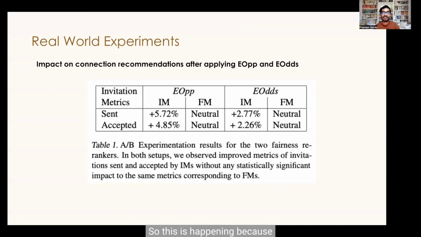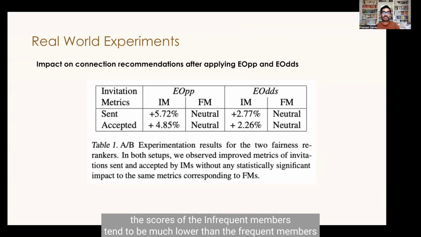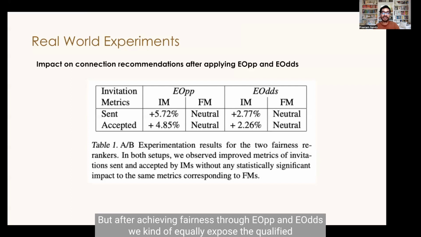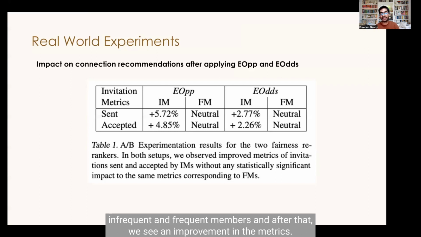This is happening because the scores of the infrequent members tend to be much lower than those of the frequent members because of their underrepresentation in the historical data. But after achieving fairness through EOpp and EOS, we equally expose the qualified infrequent and frequent members. And after that, we see an improvement in the metrics.